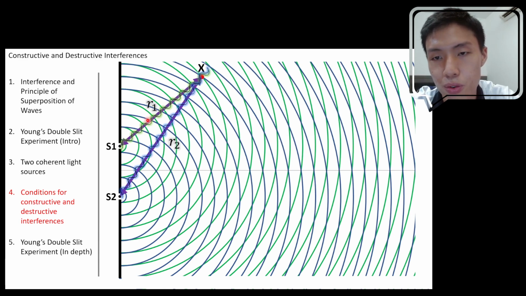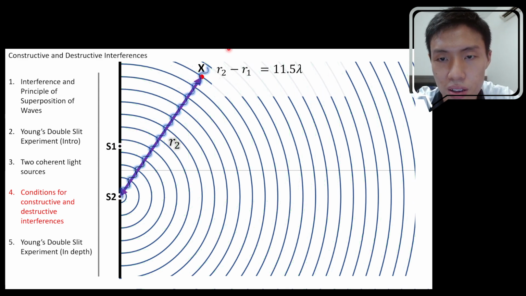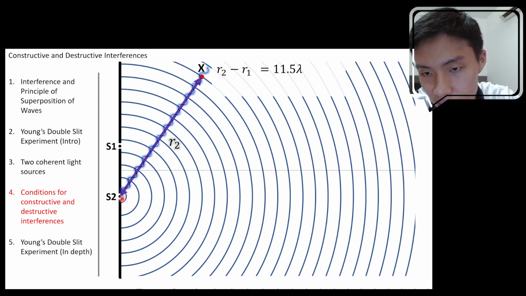Okay, I'm going to call this R1 now, meaning the path from S1 to X. R2 will be the path from S2 to X. So focusing on, where did they calculate R2? Okay, R2 is 11.5. Let's try to check it.